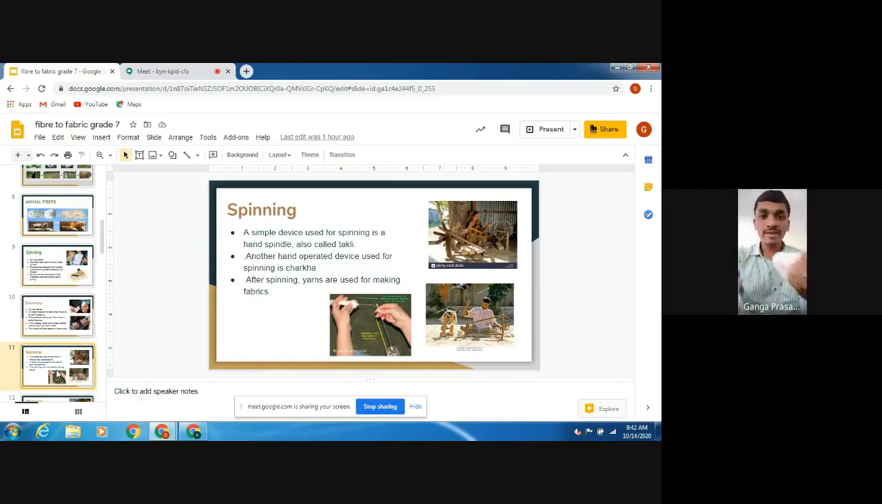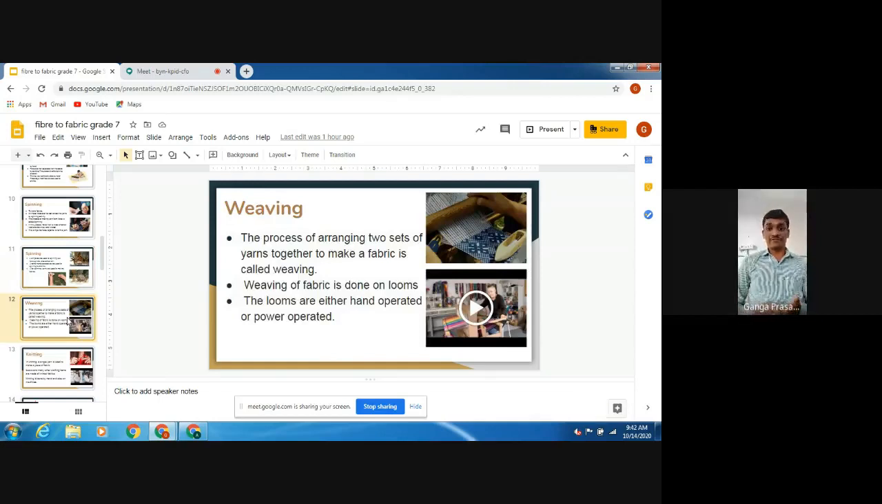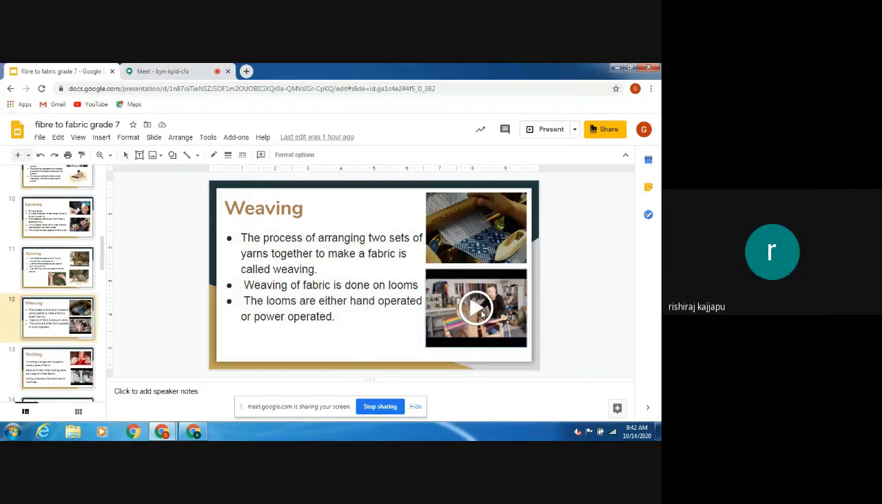Once we get threads from fibers, next we have to weave. What is meant by weaving? To make fabric from the yarns, there are many processes, but two main processes. One is weaving, another one is knitting. So what does it mean by weaving?